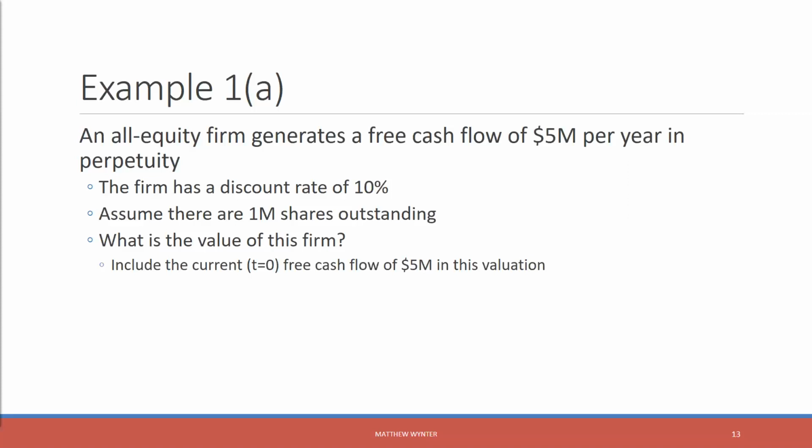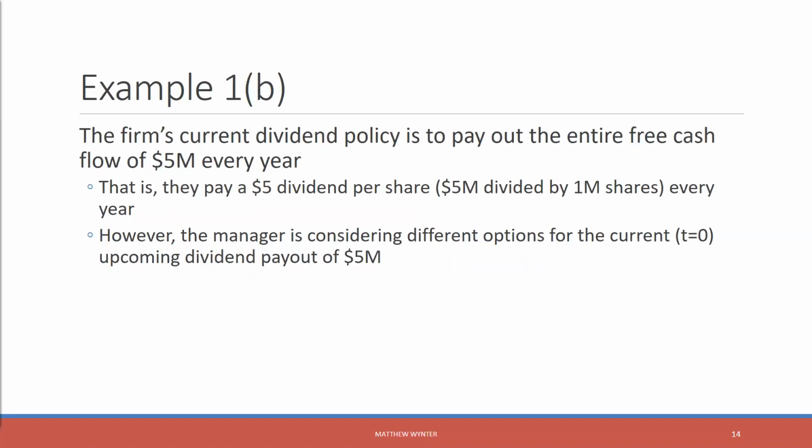Well, once you solve for it, you'll find that the value of the firm is going to be 55 million. That's the 5 million for the cash flow today, plus that 5 million divided by 10% to get the present value of the perpetuity, the present value of these cash flows forever. Okay, part B.